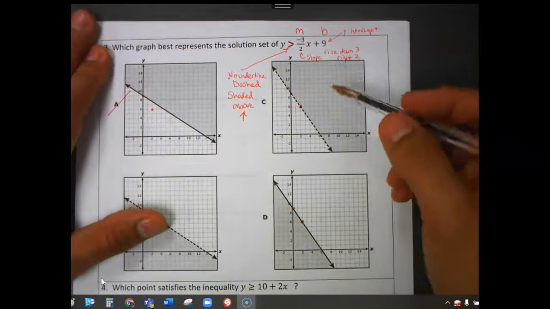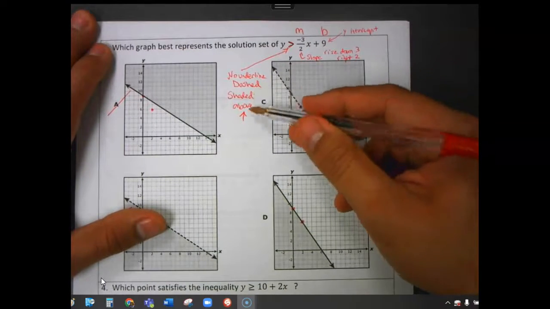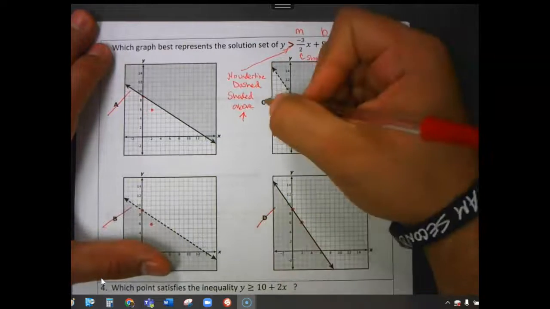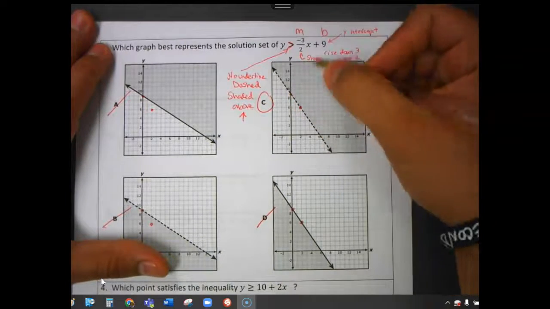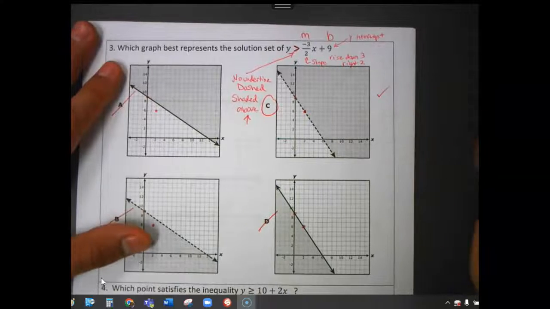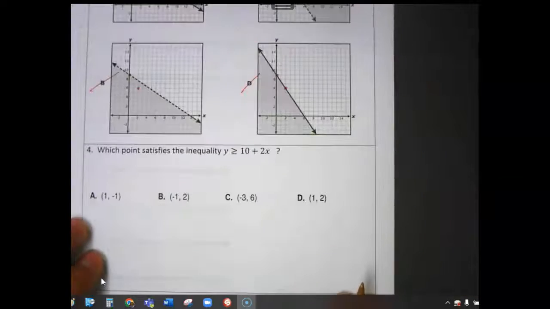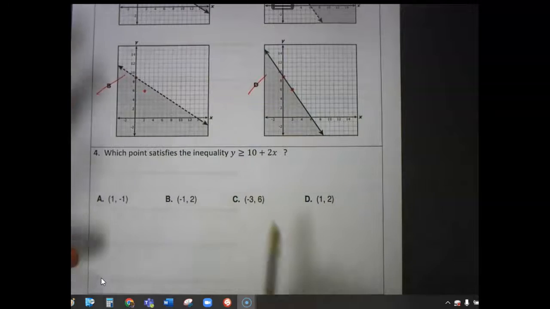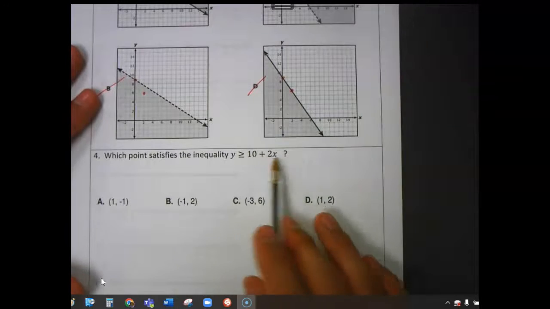So, let's look at it. Which one of these two has a dashed line shaded above? Well, D is shaded below, and it's not dashed. So it's got to be C, dashed, shaded above. Perfect, okay? All right, now down here. Which point satisfies the inequality? y is greater than or equal to 10 plus 2x.